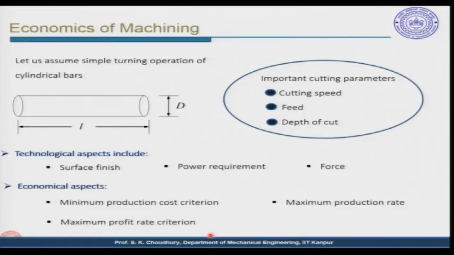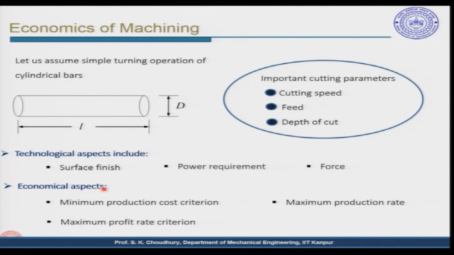Let us assume that we have a cylinder, and in that cylinder the length is L and the external diameter, or outer diameter, is capital D. Now, the important cutting parameters are the cutting speed, feed, and depth of cut. All right. Now, the technological aspects include the surface finish, power requirement, and force.